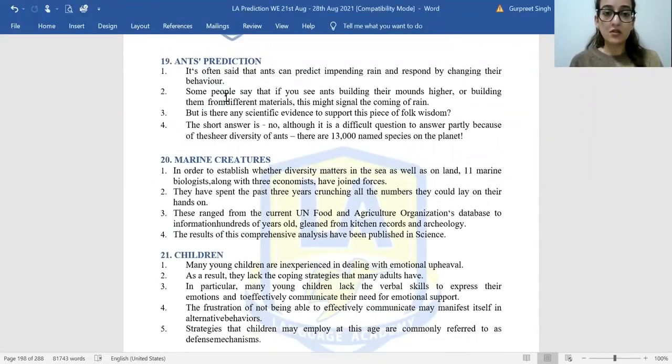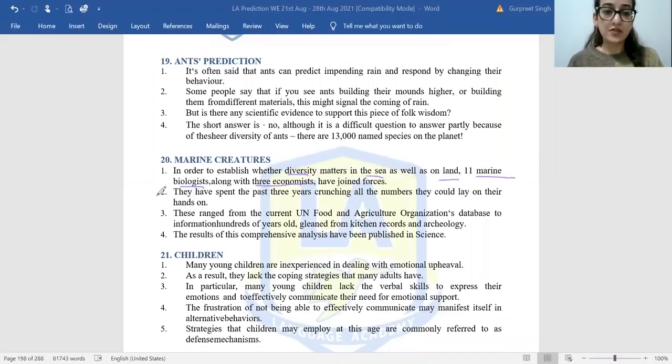In order to establish whether diversity matters in the sea as well as on land, 11 marine biologists along with 3 economists have joined forces. Elements. So we're talking about diversity, sea, land. We have 11 marine biologists. We have 3 economists. These are the important things.